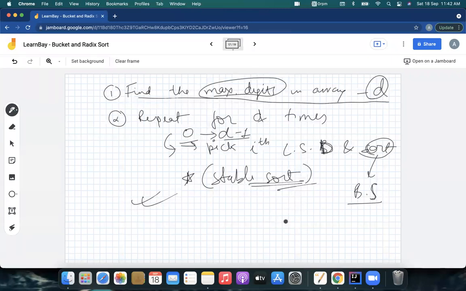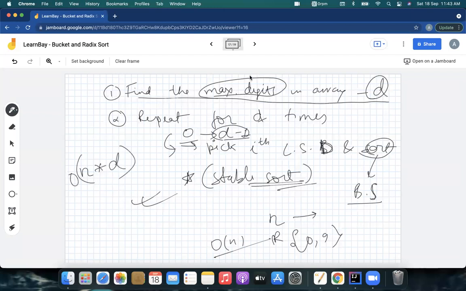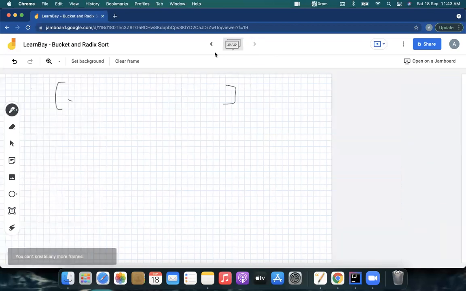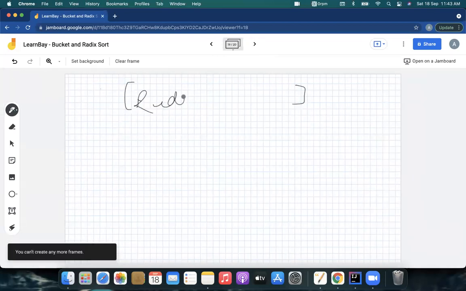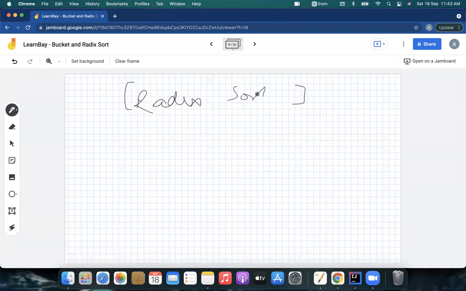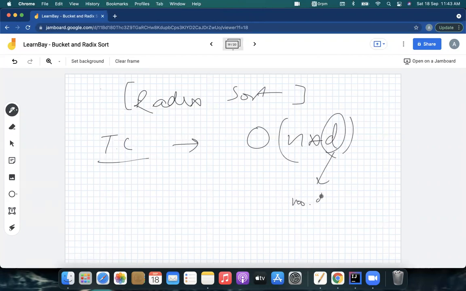And this bucket sort will be of this nature. You have n elements and the range of the numbers is between 0 to 9. You will create buckets and you will sort in order of n time. So each step is taking order of n time. There are D digits. So we solve this in how much time? N times D. So the time complexity of radix sort is order of n times D, D being the number of digits of the max element.